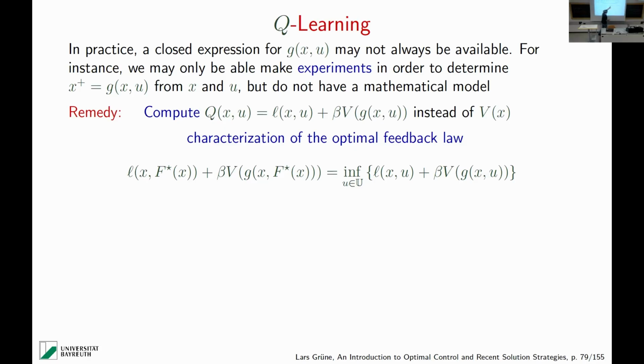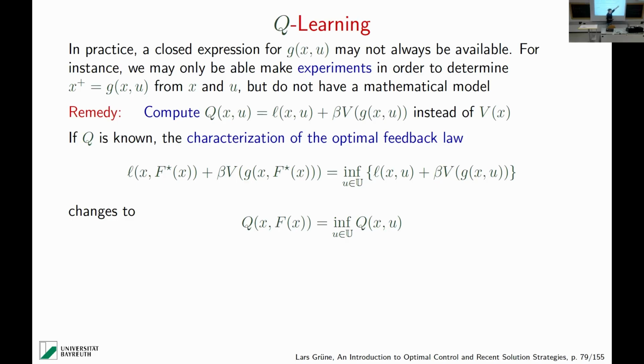So it's the term that minimizes this expression here. And if you now plug in Q, you'll see that this is Q and this is Q. So if you know Q, then this equation simply changes to that. And that means you can now determine the optimal feedback law, and this should be an F star here, just by knowing Q. You don't need to know G.